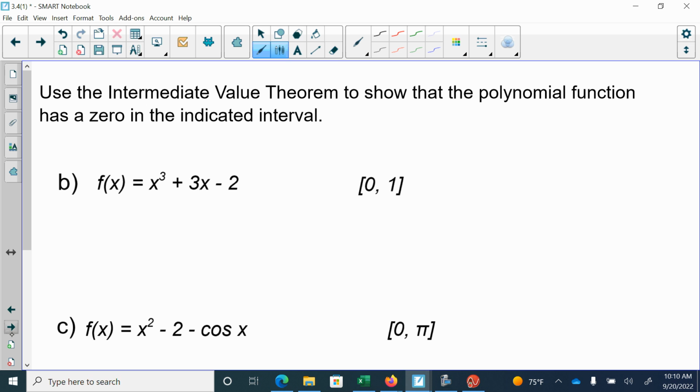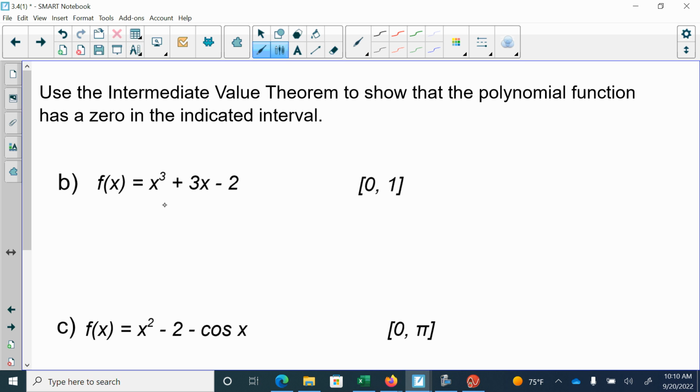Okay, use the intermediate value theorem to show that the polynomial function has a 0 in the indicated interval. So this is what I'm talking about. In order to say that it has a 0, what do I have to cross between? Positive, negative, or negative, positive, right? So, polynomial function, is it continuous? Yes. That's the very first thing you have to make sure.